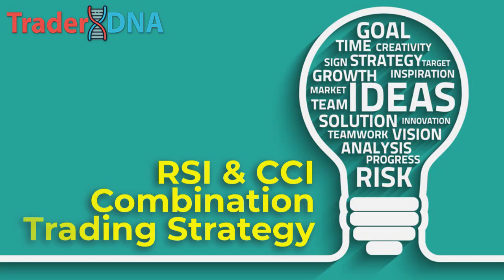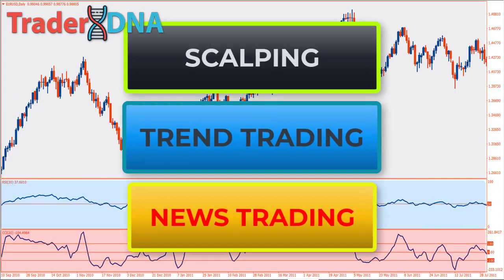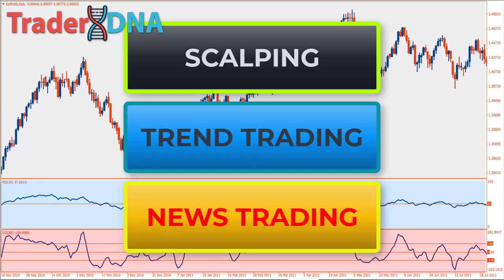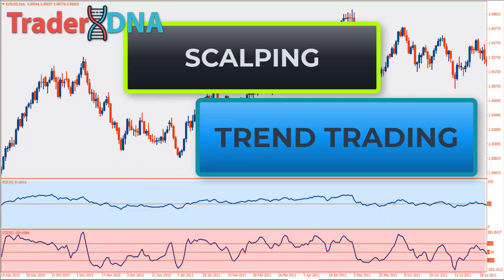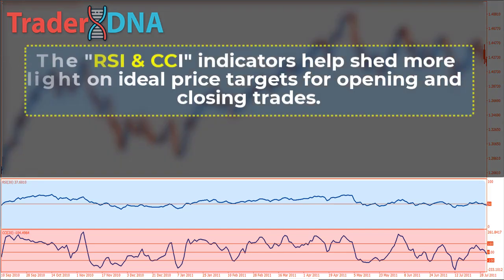RSI and CCI combination trading strategy. RSI and CCI indicators are commonly used in scalping as well as trend trading and news trading, given their ability to identify oversold and overbought market conditions. Similarly, when used together, be it in automated trading, algorithmic trading or manual trading, the indicators help shed more light on ideal price targets for opening and closing trades.